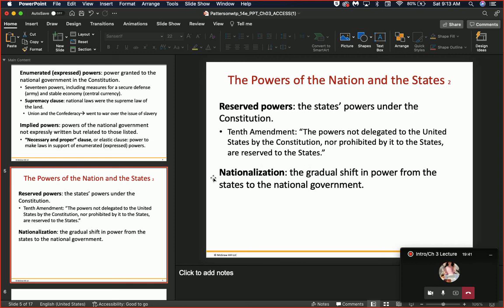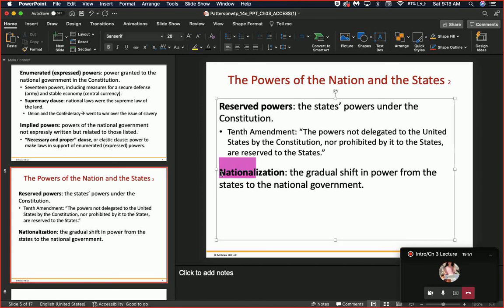Okay? Then we have this process of nationalization. This is the gradual shift in power from the states to the national government. How can you remember this? What word do you see in here? National, right? So it's that shift in power to the national government. Okay?